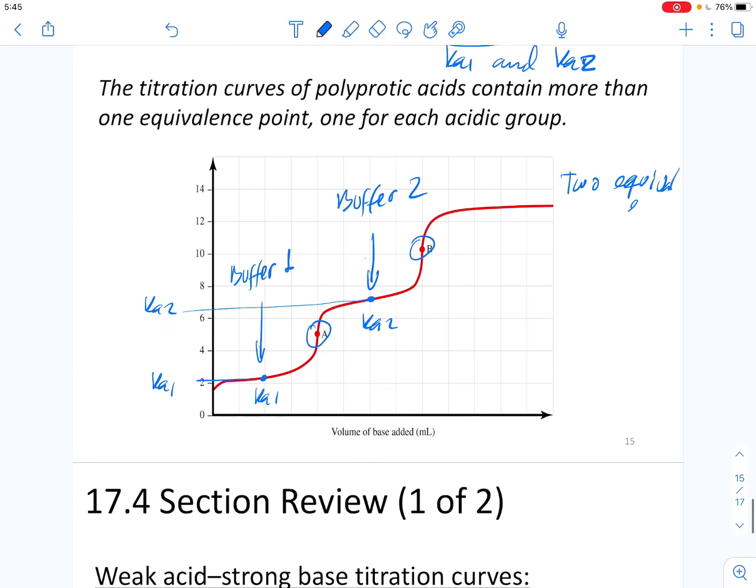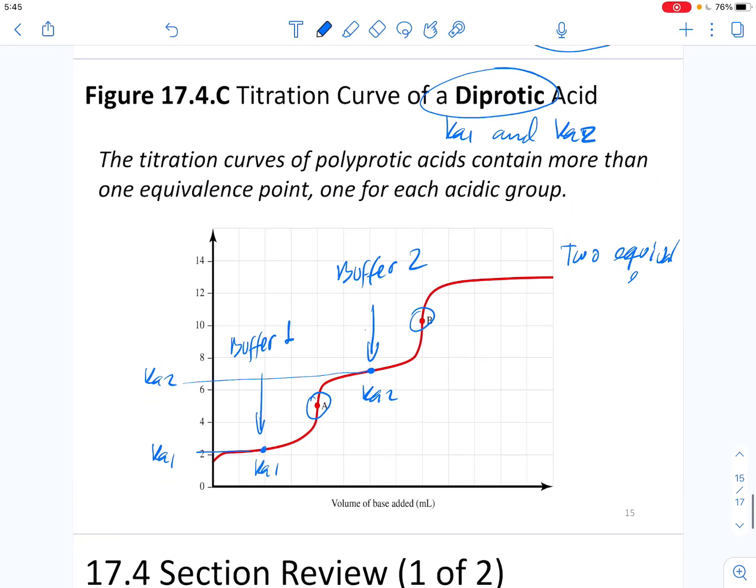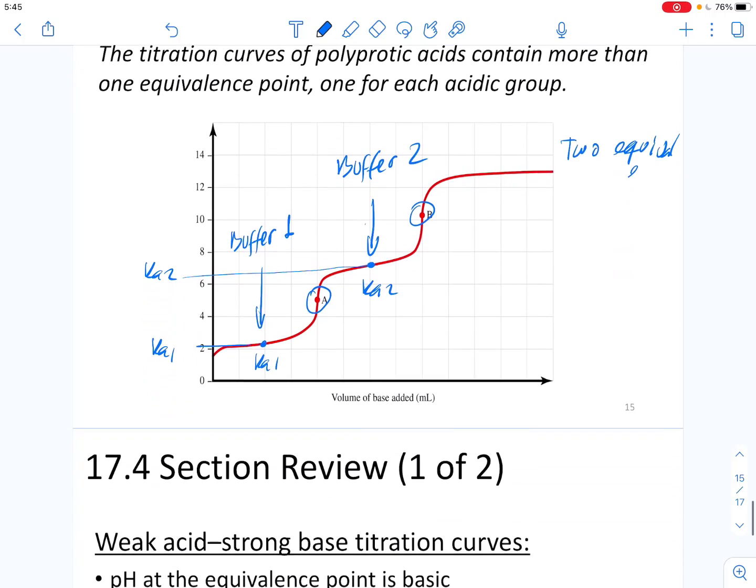So technically, depending on what part you are in this equilibrium, you should be able to calculate any pH. Would you have to do that in the exam? I don't think so, but don't quote me on that.